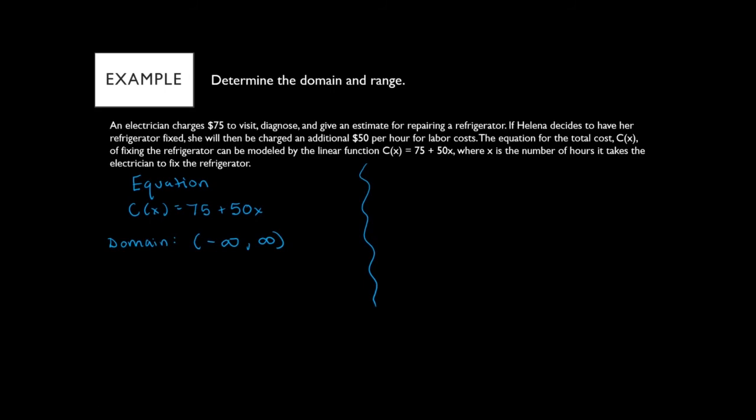Now for lines, the range is also all real numbers. It's possible to get any possible output that you want when you have a line. So the domain and range are exactly the same for lines. You can plug in any number you want, and you can get any number as an output. So when you look at it as an equation, you can graph it and look at it that way, draw the lines, look at the arrows, and you'll get the same thing.